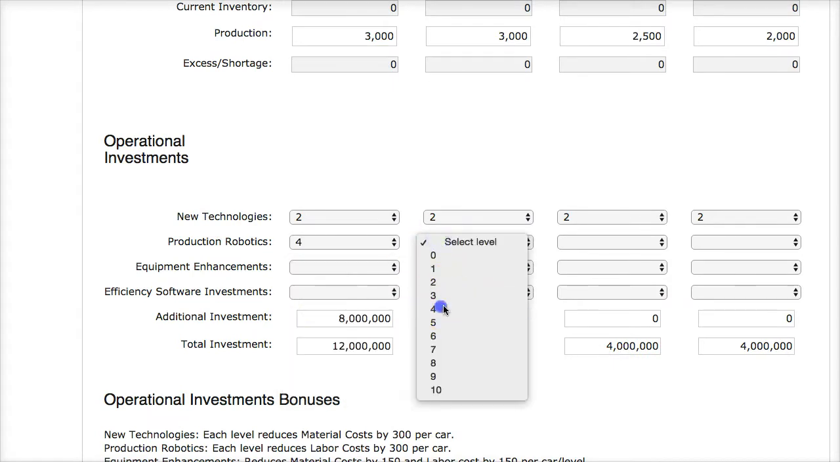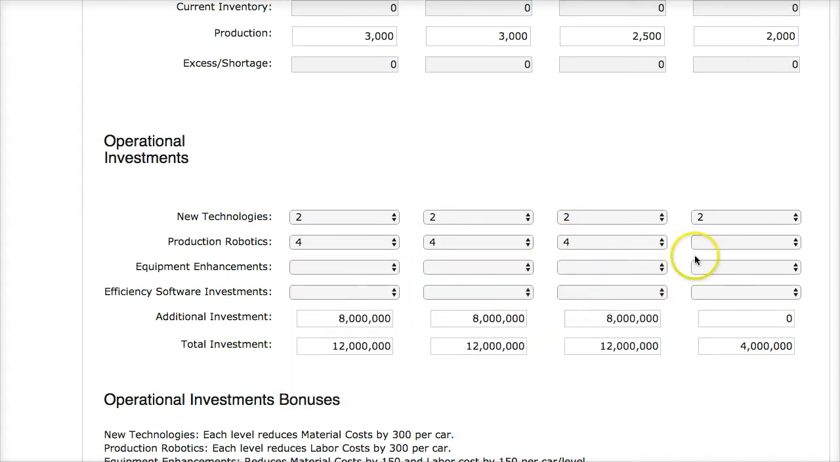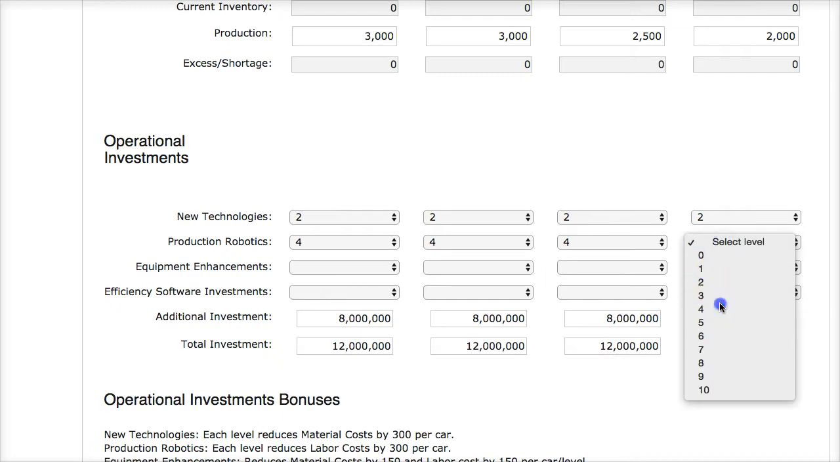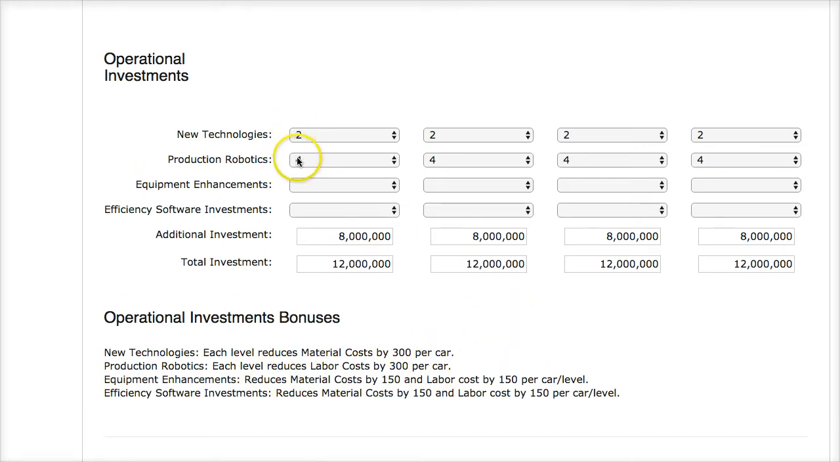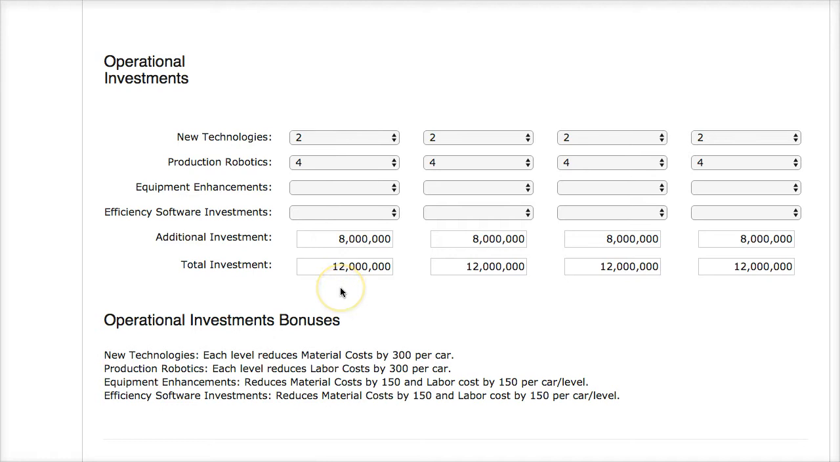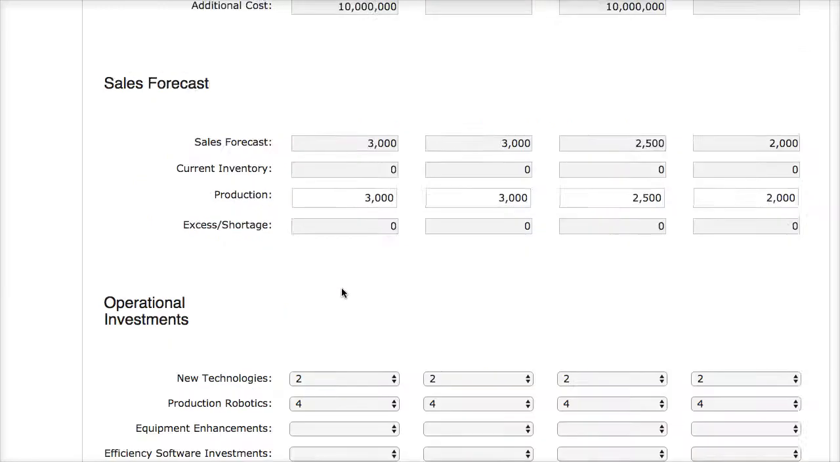I'm going to invest more in my company, because what do I get for these investments? Well, if I invest in robotics, of course, I get to lay off some people, and I get to build robotics. Each level will reduce my cost by $300 per car. So I have 6 levels now, so that's going to reduce my overall cost structure per car.